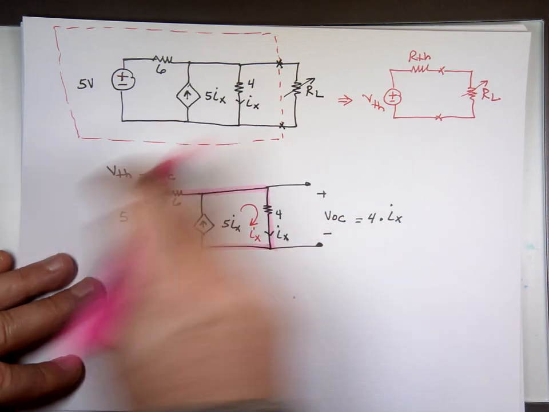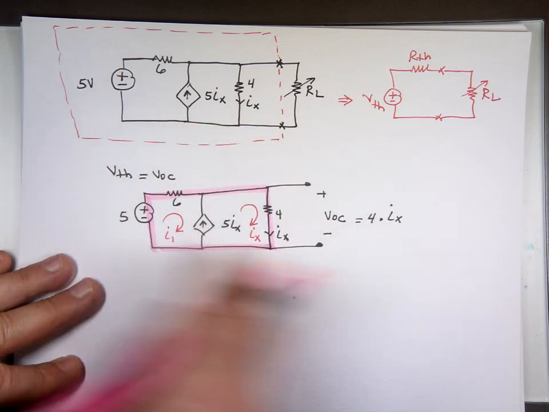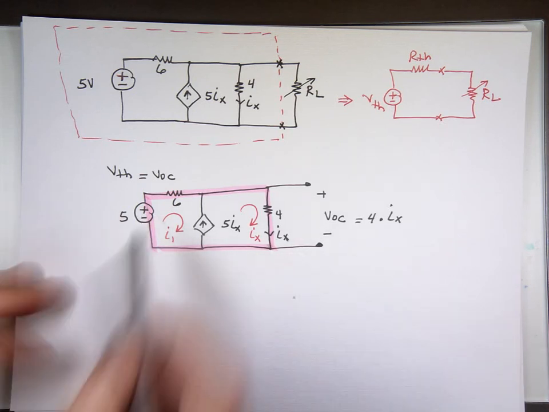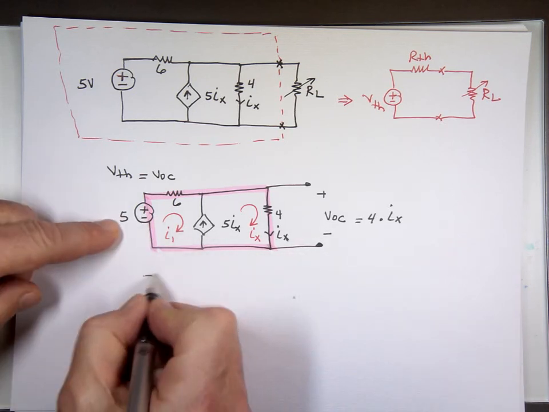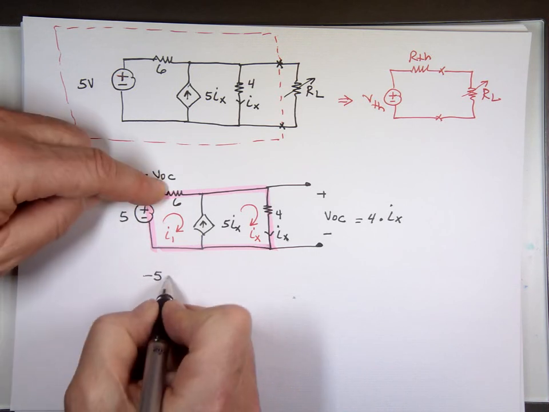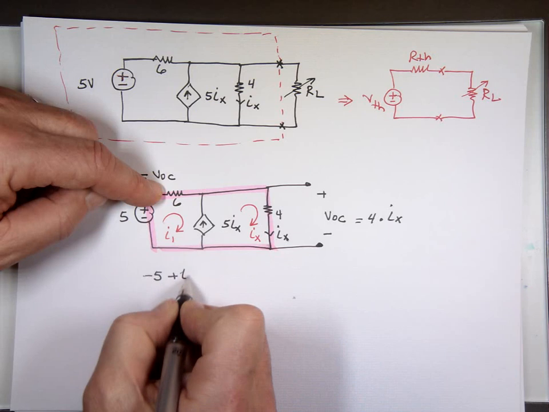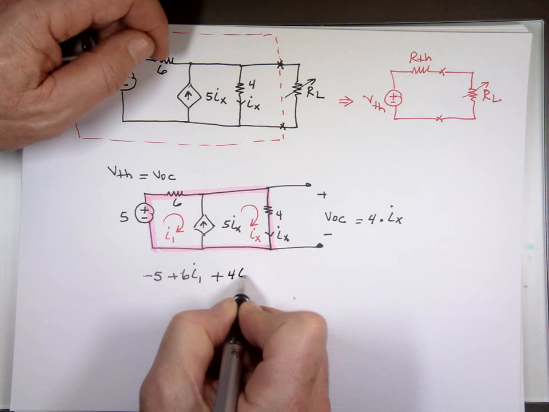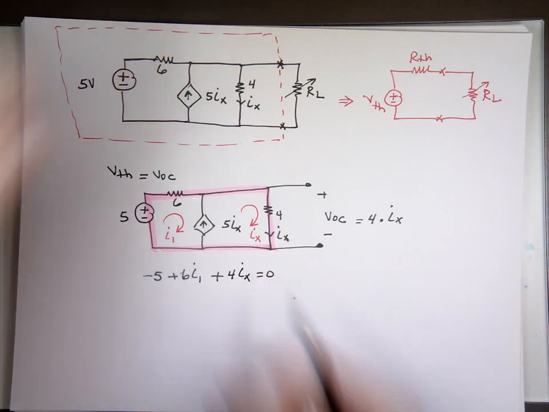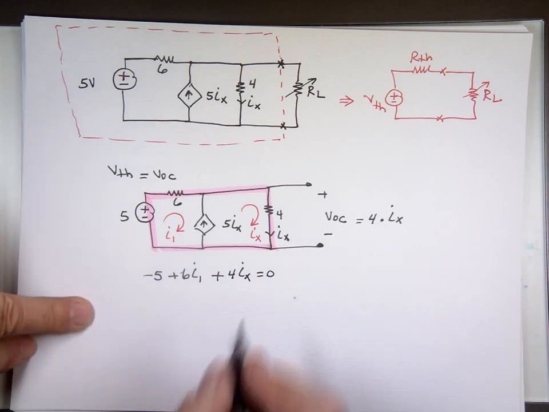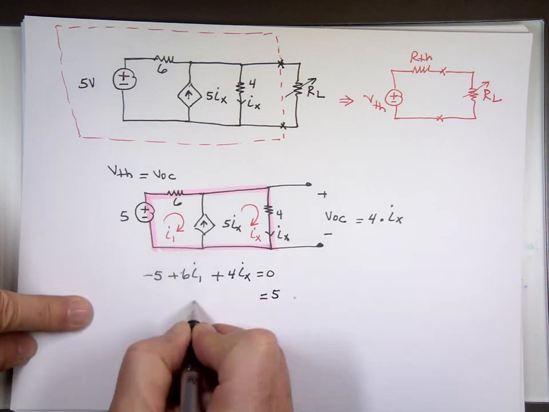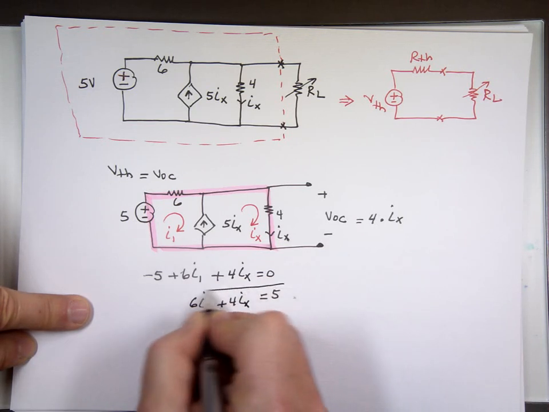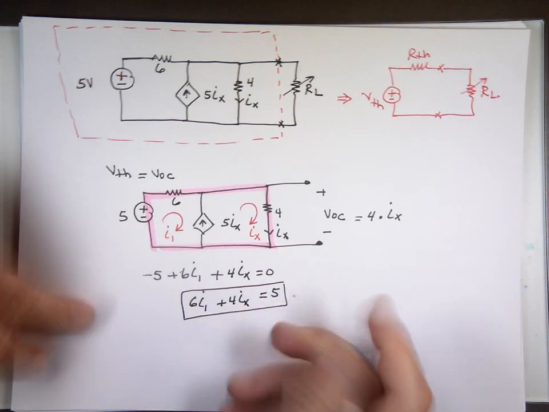So I have to travel this way. And let's say I'm going to go in this direction, clockwise. So I'm starting with the negative source. I can make that a negative 5. Plus, because I'm entering this, going to be a plus, 6 times I sub 1. Plus 4 times I sub x, that's equal to 0. That's my first equation, or 5 equals 6 I sub 1 plus 4 I sub x. Well, I have two unknowns in that equation. That's not going to help me. I need a second equation.